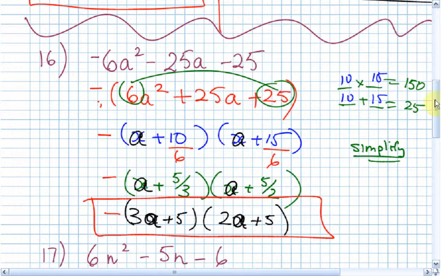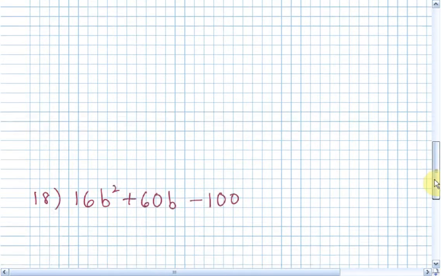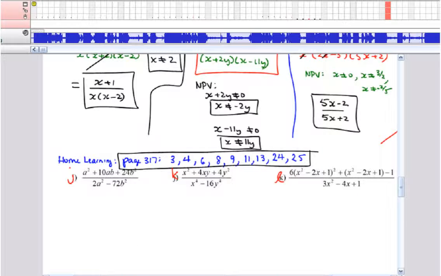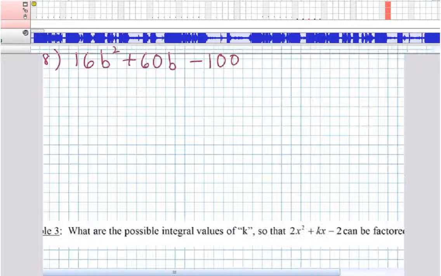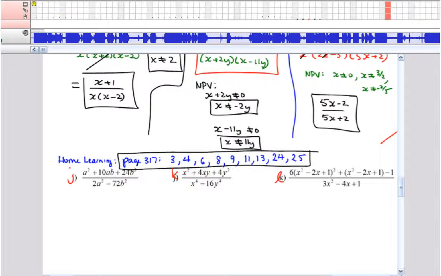Now, I also want to do 17, but I'm going to skip that. Let's go to 18. So let's take a look at 18 now. I'm going to ask you to see if you can start this off while I go see Mr. Chow. Let me just go ahead and stop my recording first.